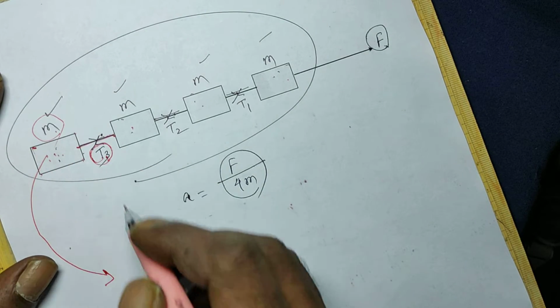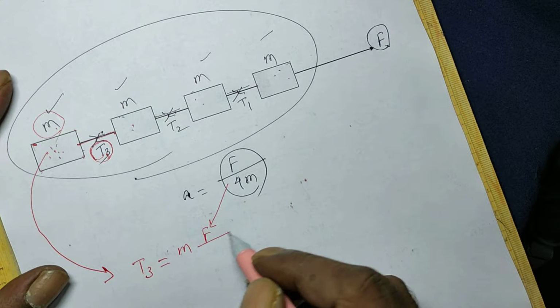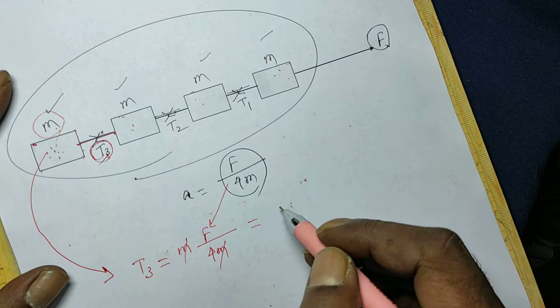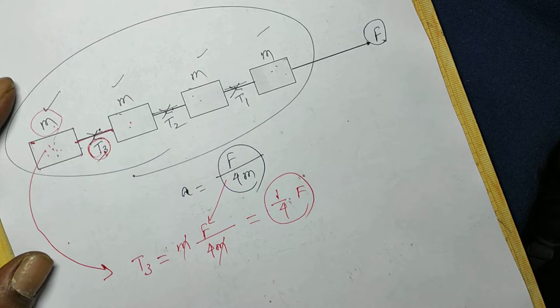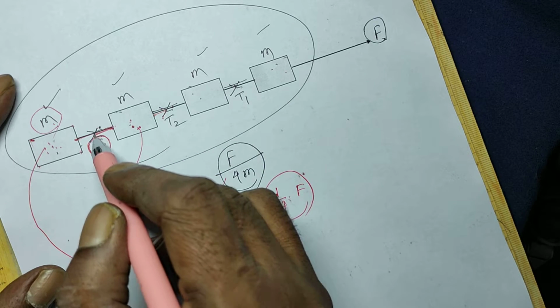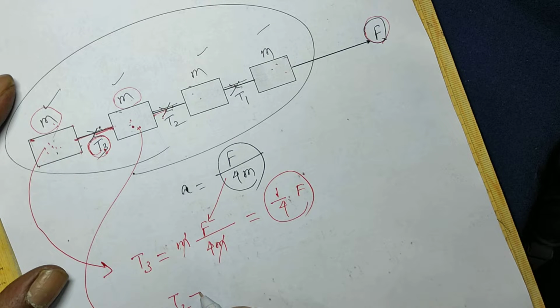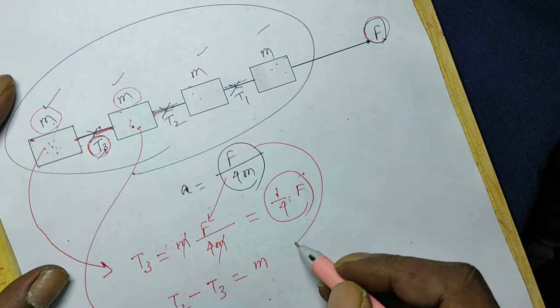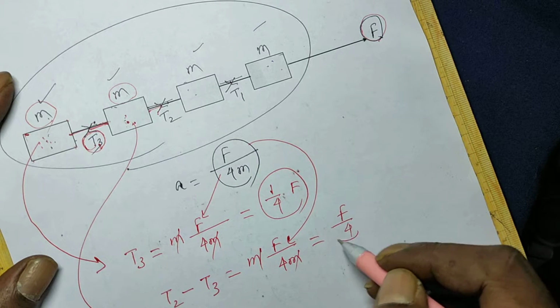So, for this, your T3 will be its mass times acceleration. I put it here, F over 4m. Now m cancels, so 1 over 4 times F. So that is your T3. Now, then come back here. If you look at this m, T2 is to this side, and T3 is to this side, and this is moving towards right due to the force F. So for this, the net force is T2 minus T3. That is equal to its mass times the common acceleration, that is equal to F over 4m. So m cancels. So that is equal to F over 4.